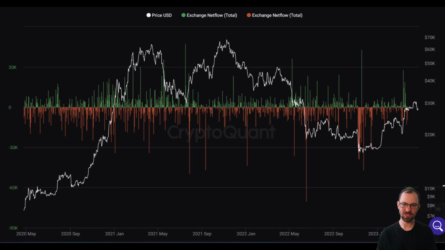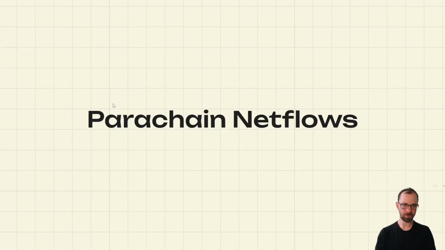And then you see this big drop here. A lot of people are moving tokens to the exchange to sell them. And then maybe on the opposite side here, you can see a very dense green field. So people are buying tokens and moving them out of the exchange. So these are exchange net flows.